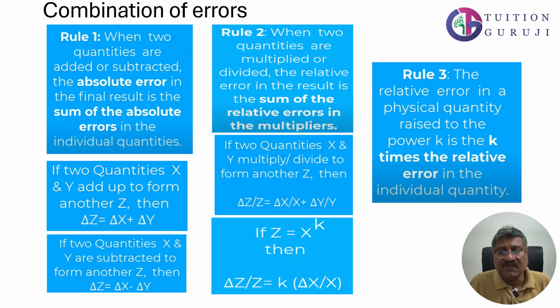If two quantities x and y are multiplied or divided to form another z, then delta z by z, the relative error, is equal to delta x by x plus delta y by y. Rule 3. The relative error in the physical quantity raised to the power k is k times the relative error in the individual quantity. For example, if z is equal to x raised to k, then delta z by z is equal to k times delta x by x.